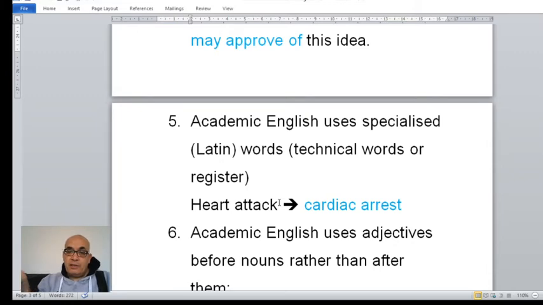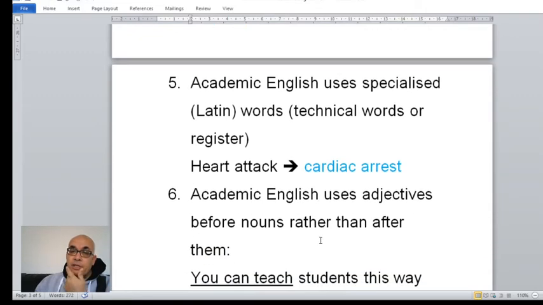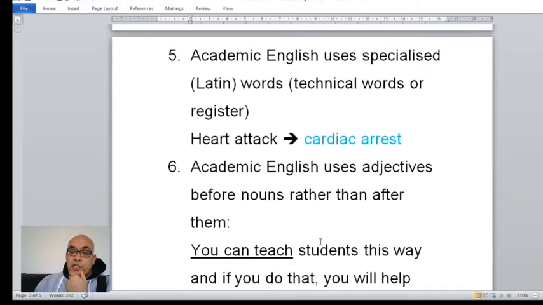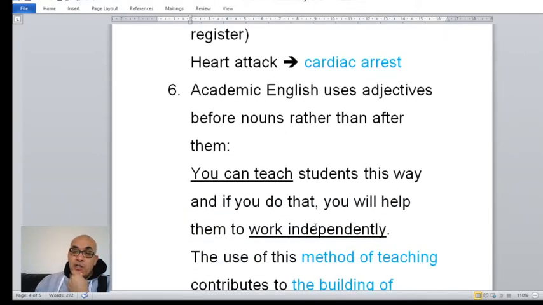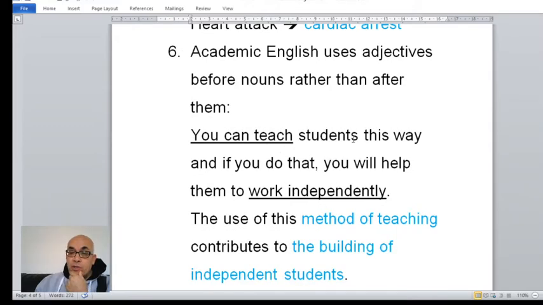But heart attack and cardiac arrest have the same meaning. But cardiac arrest is technical, it is register, it is specialist language. Heart attack is general language. So cardiac arrest, we use it in academic English because it is formal. Academic English uses adjectives before nouns rather than after them. So you can teach students this way, and if you do that, you will help them to work independently.